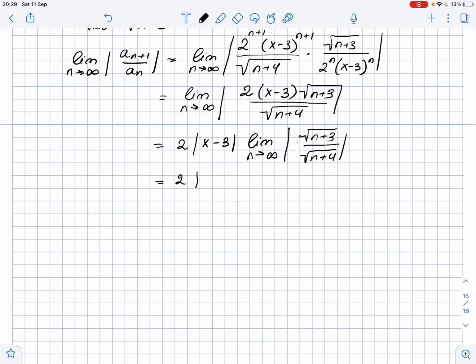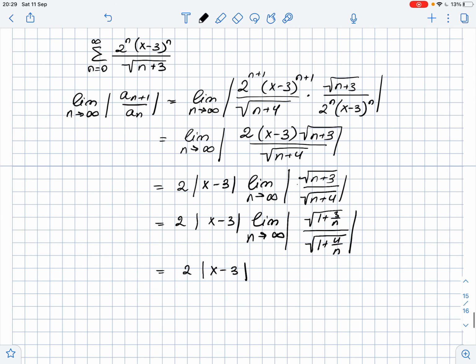Then this equals 2 times the absolute value of x-3 times the limit of, here we have, the absolute value of the square root of 1+3/n divided by the square root of 1+4/n. Since n approaches infinity, this means that 3/n approaches 0 and 4/n approaches 0 as well. So the limit here approaches 1. So that means that the whole thing approaches 2 times the absolute value of x-3.